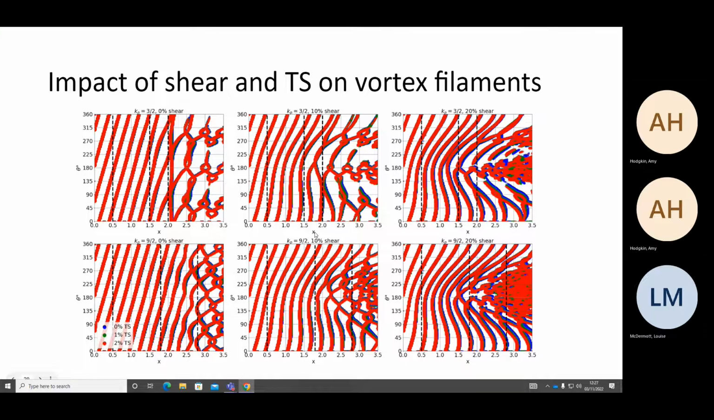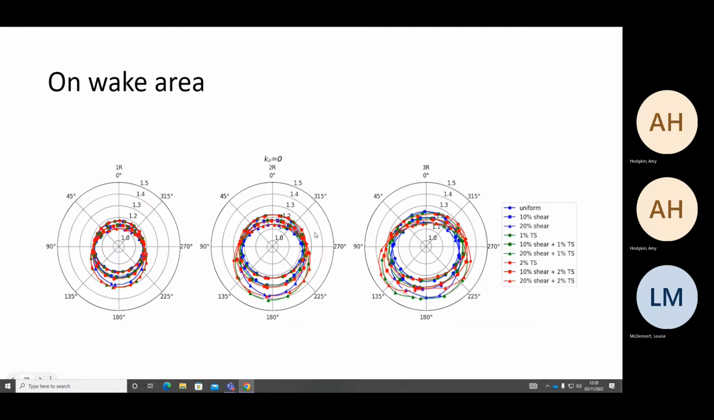Interestingly, we're also comparing thermal stratification here, which maybe is hard to see because it doesn't make much of a difference. We have on each plot overlapping the impact of thermal stratification, and the only small thing that's happening is towards the side, so at 90 and 270, there's a slight increase in the perturbation growth as we go from 0 to 1 to 2% thermal stratification. But apart from that, it doesn't really impact the wake length or the breakdown locations.